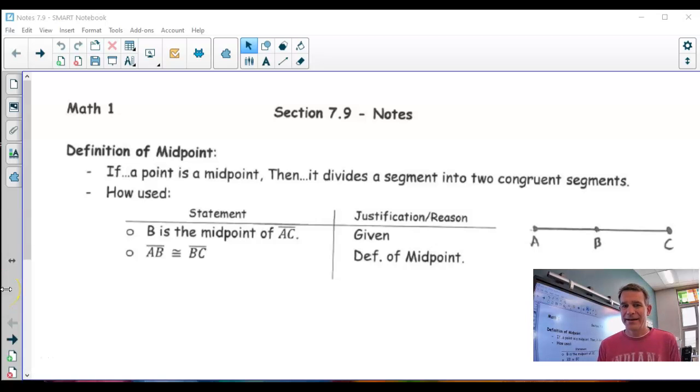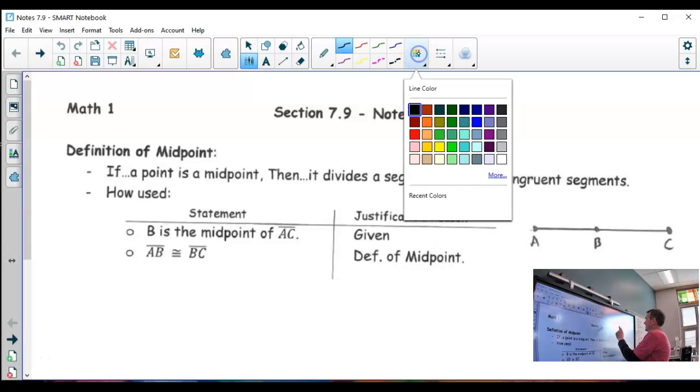Hey guys, we are doing the notes today for Chapter 7, Section 9. This ought to be the shortest one ever. Let's just do it. It will be quick, I promise.